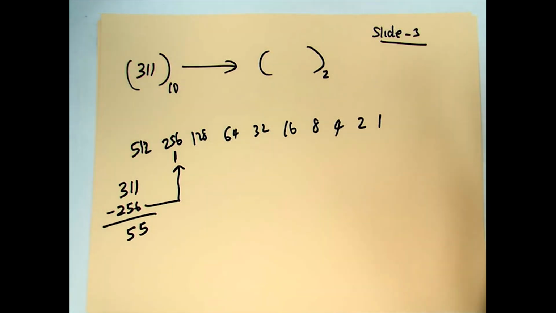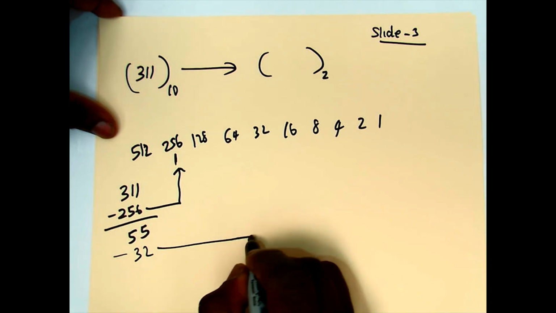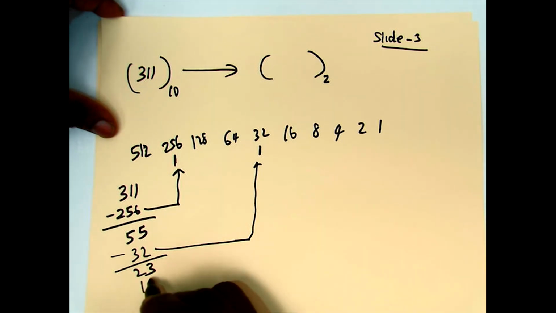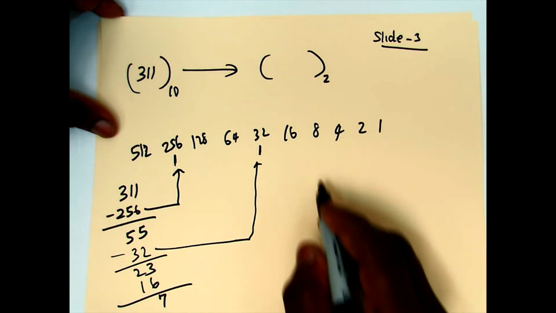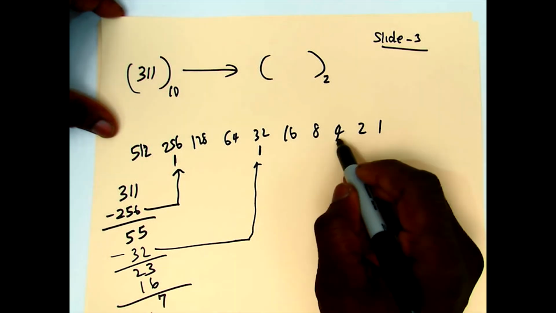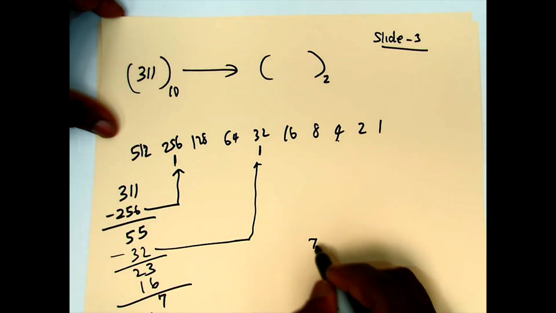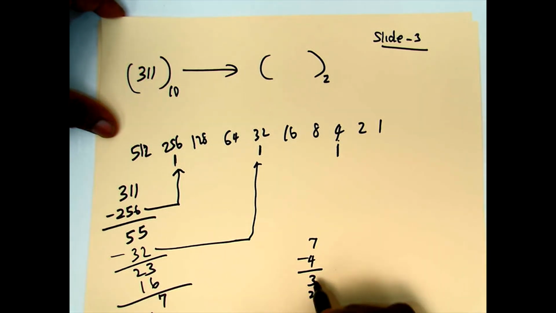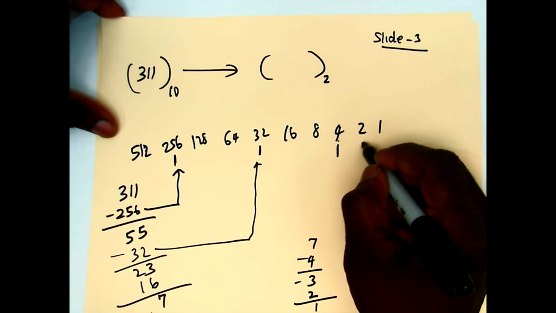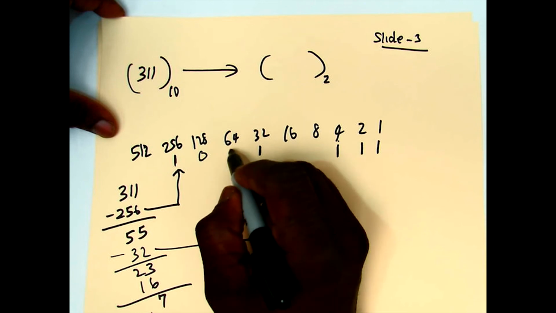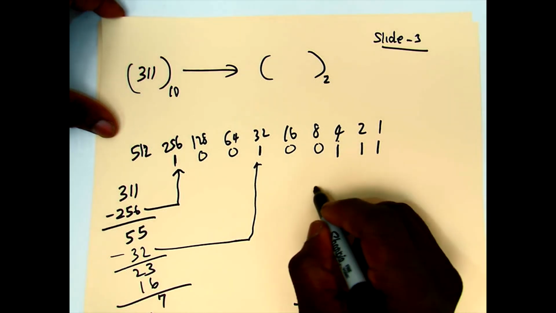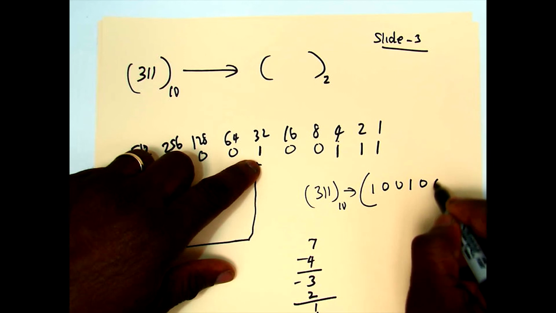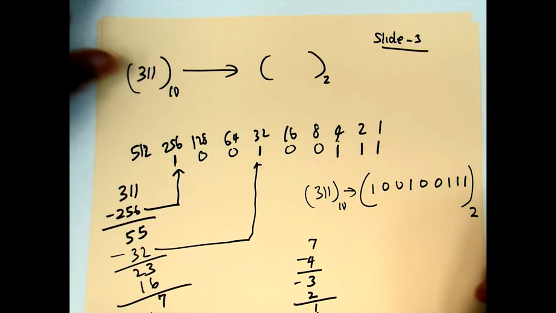Then we have 55. You see how we have reduced this big number to small numbers. Then I use 32. I have 23 left. Then I use 16. I have 7 left. Now with 7, I use 4, so we put the 1 down there. Then I have 3 left. I use 2. I have 1 left, so we use 2 and 1. See, we skip all the others. So with this second example, 311 in base 10 becomes 100110111 in base 2.